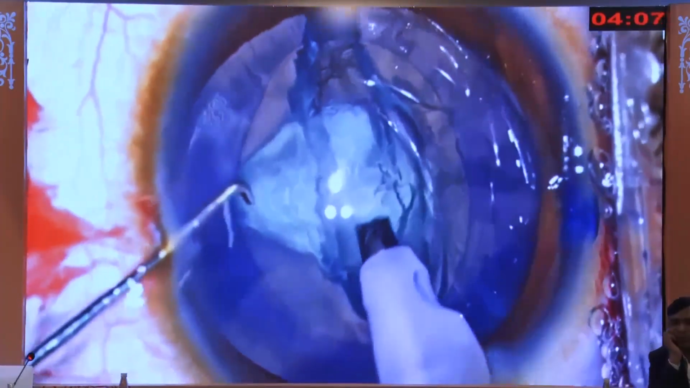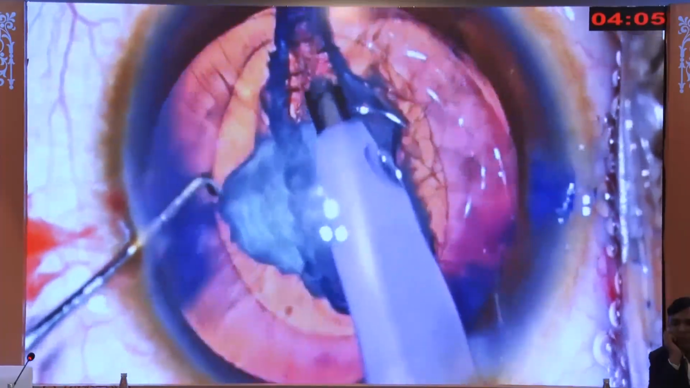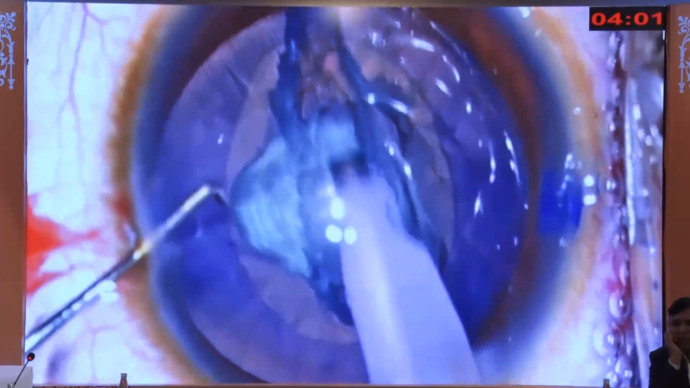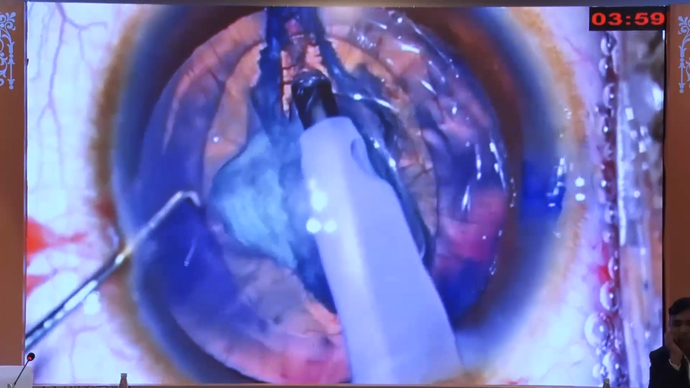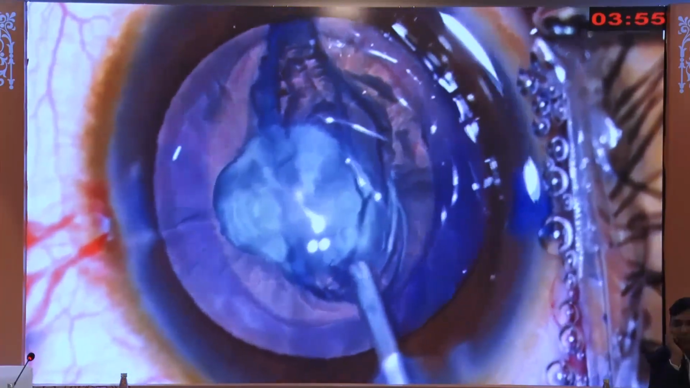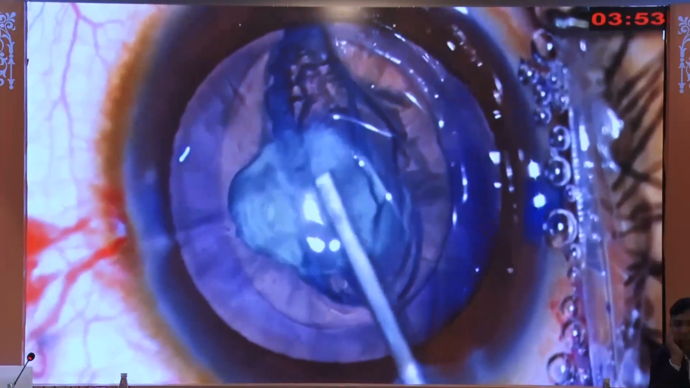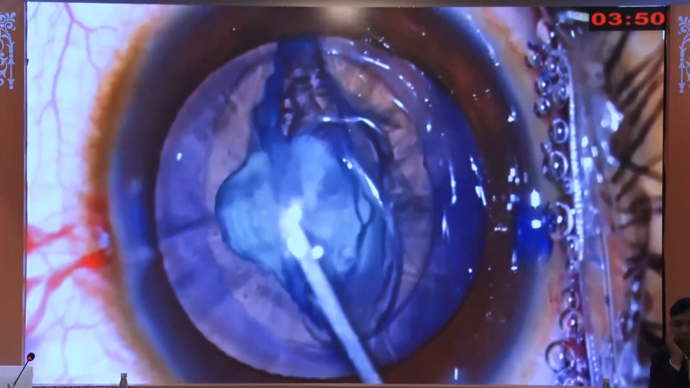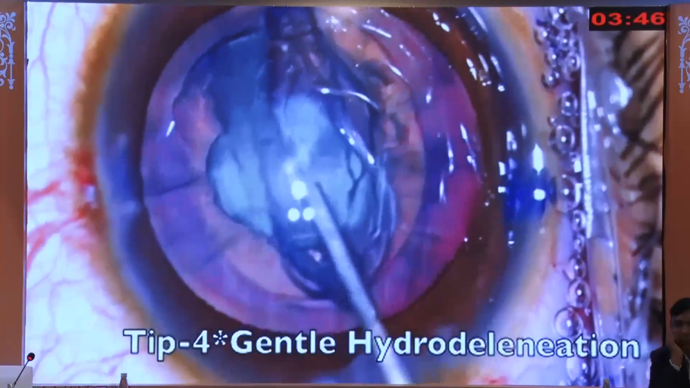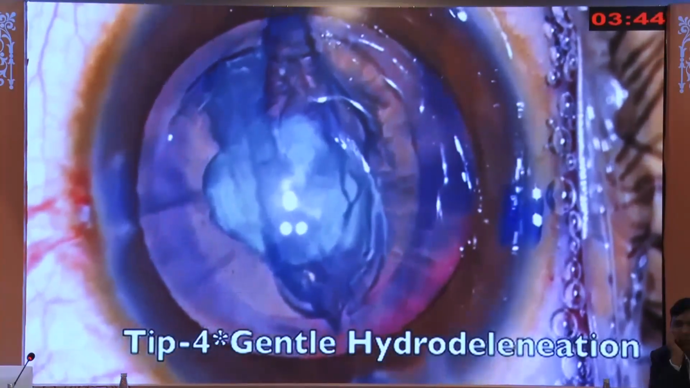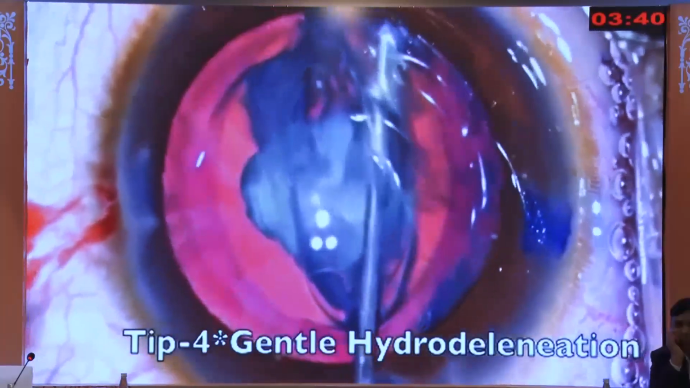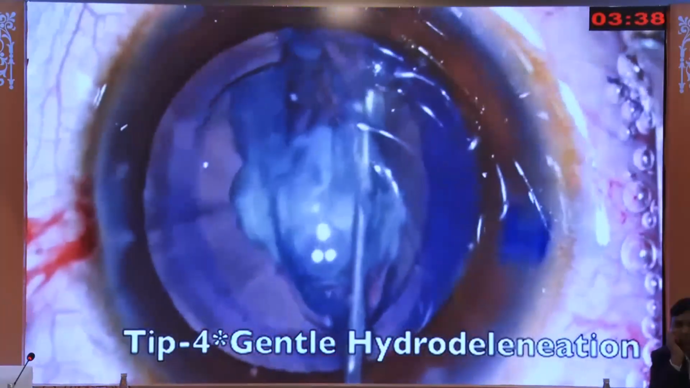Before doing hydrodelineation, we make a crater, sculpting the nucleus very gently. When we do hydrodelineation, we do it under the margin of this crater, not blindly in the nucleus. So fluid will never go behind. Here on this side, and then again behind this edge of the crater on this side, the fluid will go inside and we will get a very good ring.